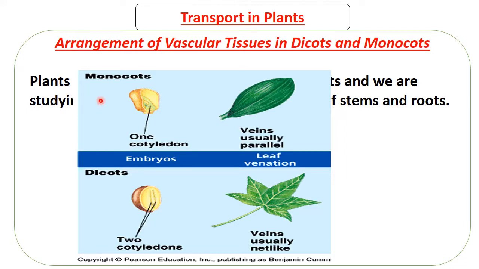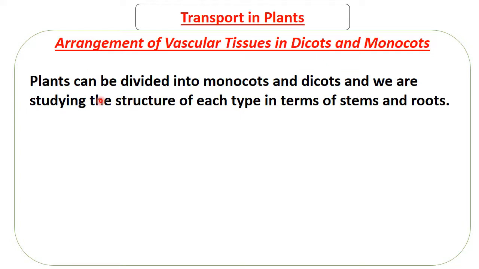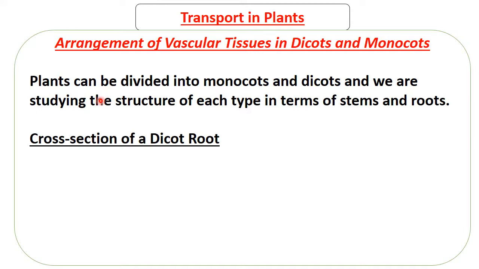There are other differences, but our main interest here is not to study monocots and dicots, but to study the vascular tissue. But why are we talking about monocots and dicots? Because the arrangement of vascular tissues in monocots and dicots are different. So we're going to take a look at the arrangement of vascular tissues in monocots and dicots. We're going to concentrate on roots and stems. So start with roots. So we're going to have a cross section of a dicot root. So when you get a root, then you cut it. Then what you are going to see is the cross section of that root.